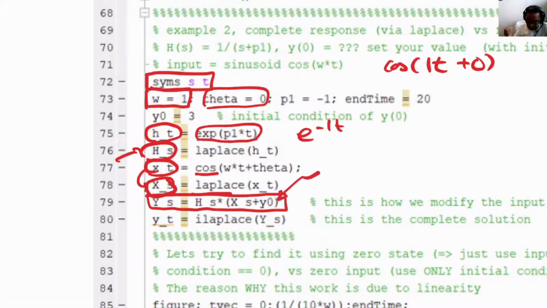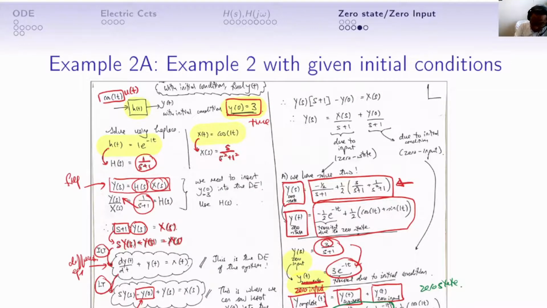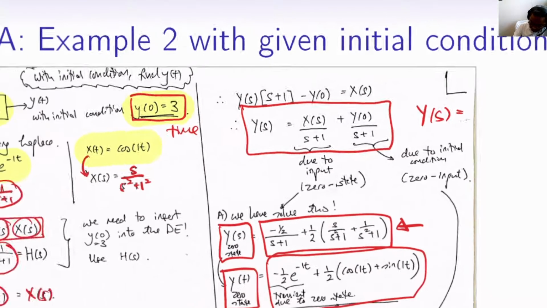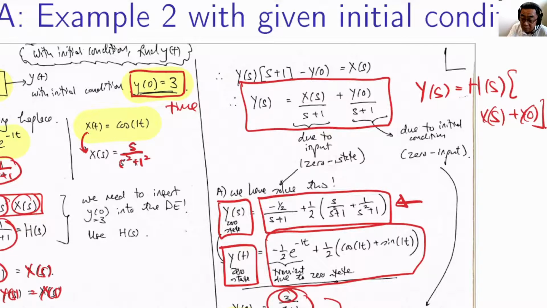Now we have a term plus y naught. Where did plus y naught come from? It came from this equation. Let's see. Y(s) is equal to H(s) times X(s) plus y naught. And in this example, H(s) for the zero state and the zero input is the same. You should think why this is so, but from this equation, the H(s) is simply 1 over s plus 1.